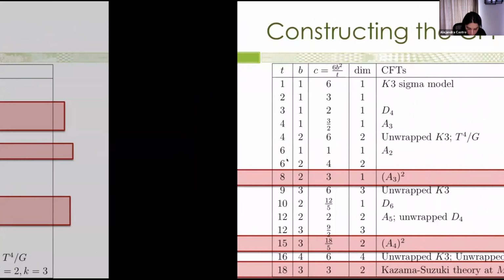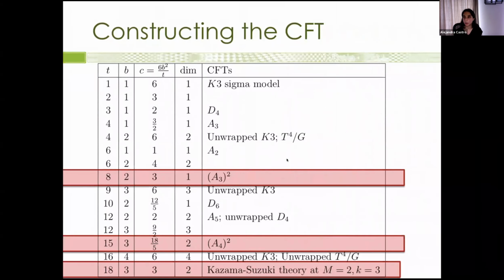Now you can also do tensor products. So if you wanted to go to c bigger than 3, you can also do tensor products of these minimal models, and some of them work. So here are two examples of minimal models. You can also, if you wanted to look at theories with c bigger or equal to 3, use other coset constructions, for instance, Kazama-Suzuki theories, and some of them work.